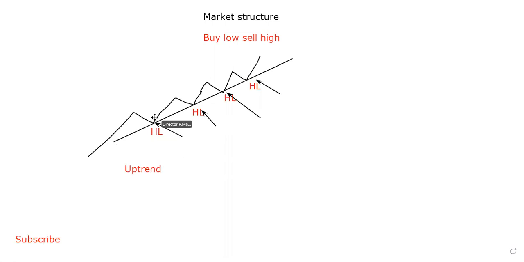Always, when you identify that the market is trending to the upside, all you need to do is identify your higher lows. Every time the market is trending to the upside, identify your higher lows.